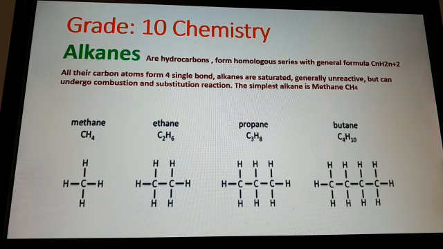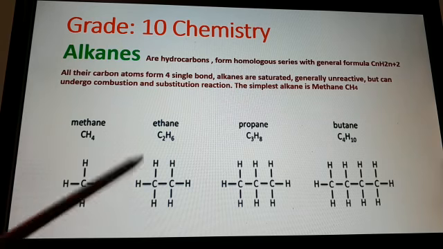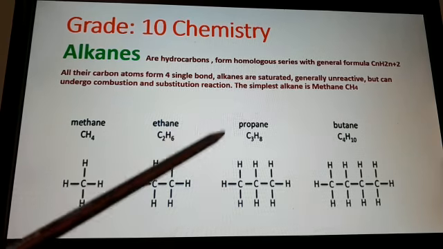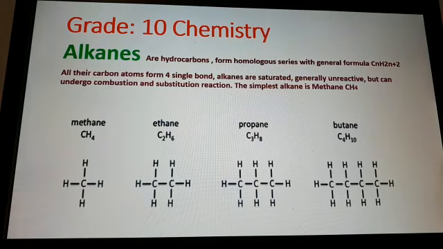And the simplest alkane is methane, CH4. Methane, 1 carbon atom, ethane 2 carbon atoms, propane 3 carbon atoms, and butane 4 carbon atoms. Methane is the simplest alkane.